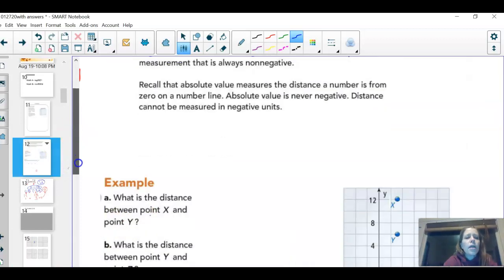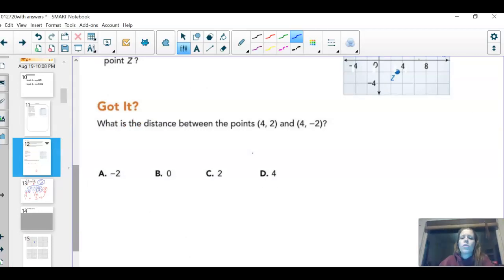So I'm going to look at which number is the same. ¿Cuál número es el mismo? 4 y 4. Estos son los mismos. These are the same. So I need to look at the 2 and the negative 2. Okay? So if they're on the same side, if they're both positive or they're both negative, I'm going to find their absolute value and subtract.